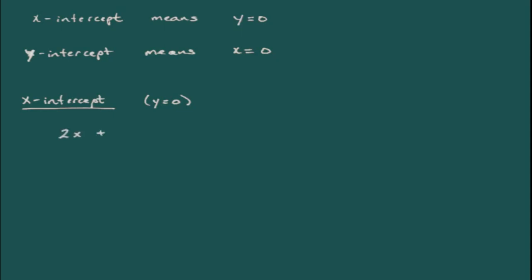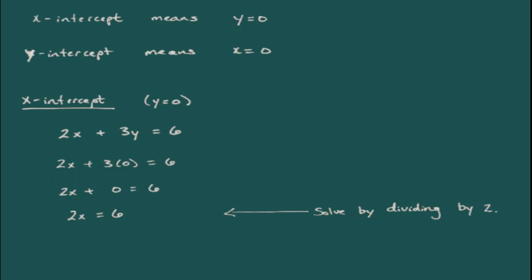So if we start with our equation, 2x plus 3y is equal to 6, then we plug 0 in for y. That gives us 2x plus 3 times 0 is equal to 6. We can simplify that, knowing that 3 times 0 is just going to be 0. So that gives us 2x plus 0 is equal to 6. Well, 2x plus 0 is really nothing more than just 2x. So we have our equation 2x is equal to 6. That gives us an equation that we need to solve now to find the x value. We solve that by dividing both sides by 2.